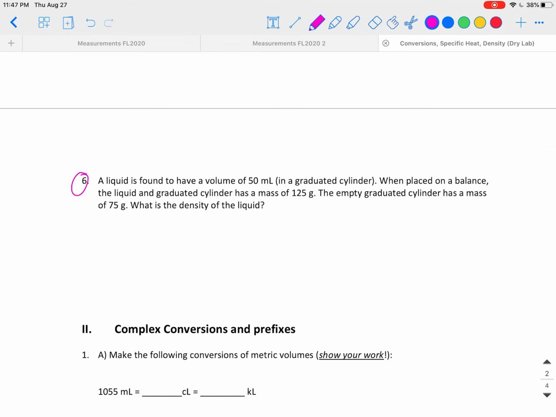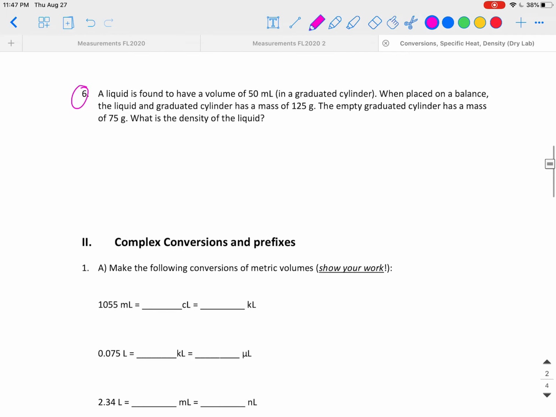Again, as you're watching these, I hope that you've tried this on your own first, because it will be more beneficial to you that way, instead of just watching me work it. All right, so this says a liquid is found to have a volume of 50 milliliters in a graduated cylinder. When placed on a balance, the liquid and the graduated cylinder has a mass of 125 grams. The empty graduated cylinder has a mass of 75 grams. What is the density of the liquid?